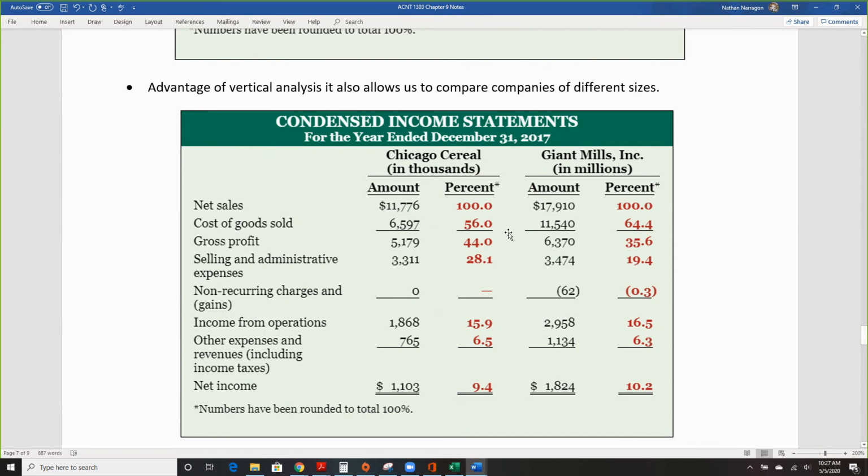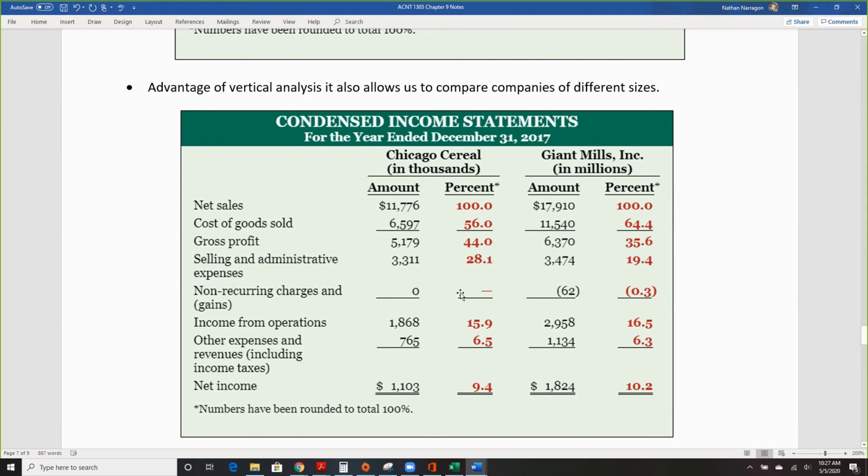And we're going to compare and contrast. Here, we're actually doing better on our cost of goods sold. Notice that theirs is higher in percentage makeup, which means we're making more money based on each dollar. Basically about 44% goes to gross profit, well 35.6. So, that's not bad.